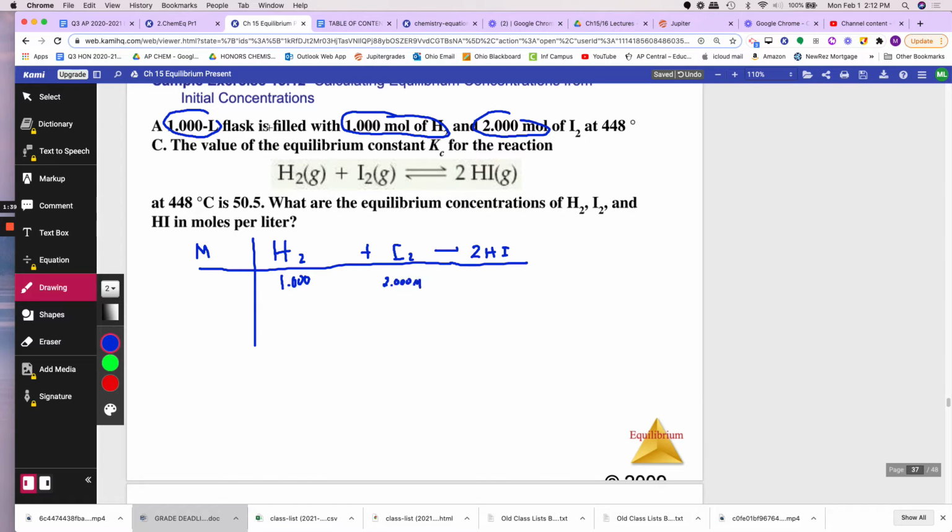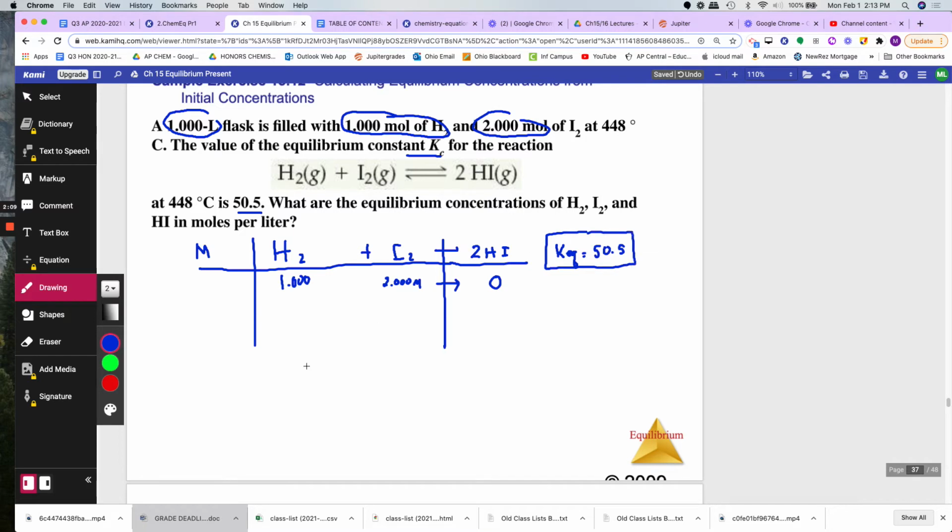Okay, so that's what you put in your flask. And you didn't put any HI. So as you can tell, when you put these together, it's going to turn into HI. The value of the equilibrium constant Kc is given here, 50.5. So they gave you the equilibrium constant. What that means is when the reaction is done, the ratio of products to reactants is 50.5 to 1. So that ratio is enough for us to figure out how much you will have in the end.